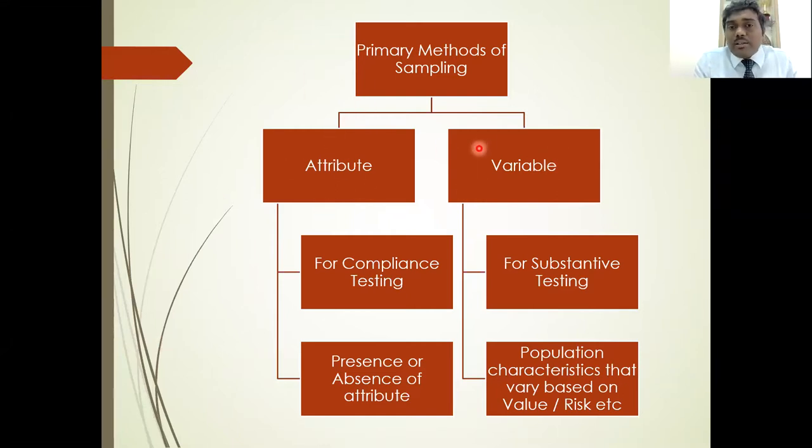Attribute sampling, variable sampling. Attribute sampling is always used for compliance testing, whereas variable sampling is used for substantive testing. I repeat, attribute sampling is used for compliance testing. Variable sampling is used for substantive testing. Okay. So when I use attribute sampling for compliance testing, there's a presence of an attribute. You check whether that compliance is completed or not, whether the compliance is taken care of. In variable sampling, you check the entire characteristics of the population based upon the value or the risk, and therefore for substantive testing it is useful. Easy way to remember: alphabets A and C are close by, alphabets V and S are close by. So attribute sampling, compliance testing. Variable sampling, substantive testing. I hope that's clear.